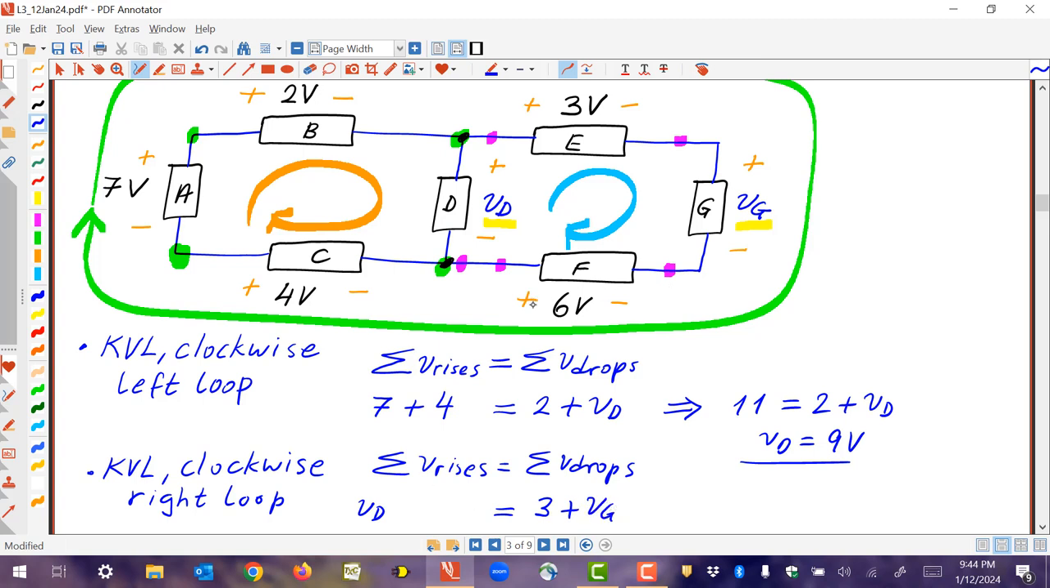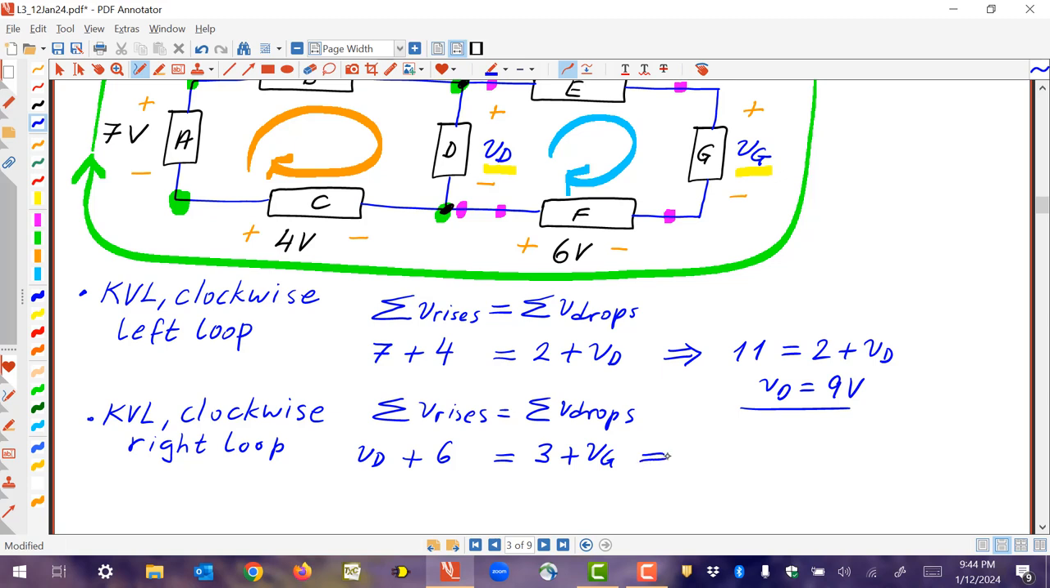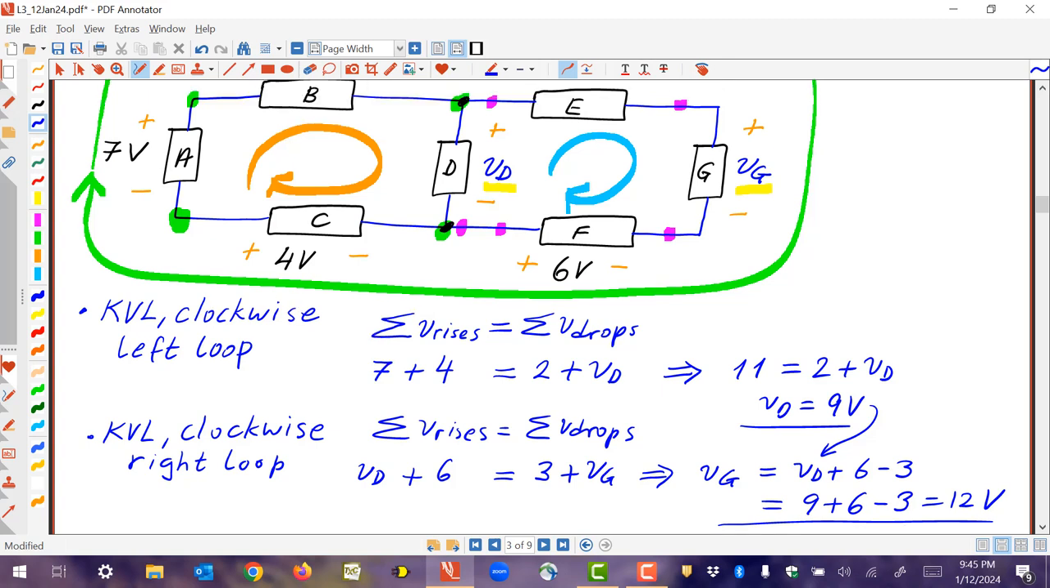And then I go up by 6 volts when I go right to left in the F, right? This is plus 6. So then what that tells me is that V sub G is equal to VD plus 6 minus 3, right? And V sub D I know is already 9, right? So I have 9 plus 6 minus 3. So that's 12 volts, right? So VG is 12 volts, apparently, if I'm not making a mistake.